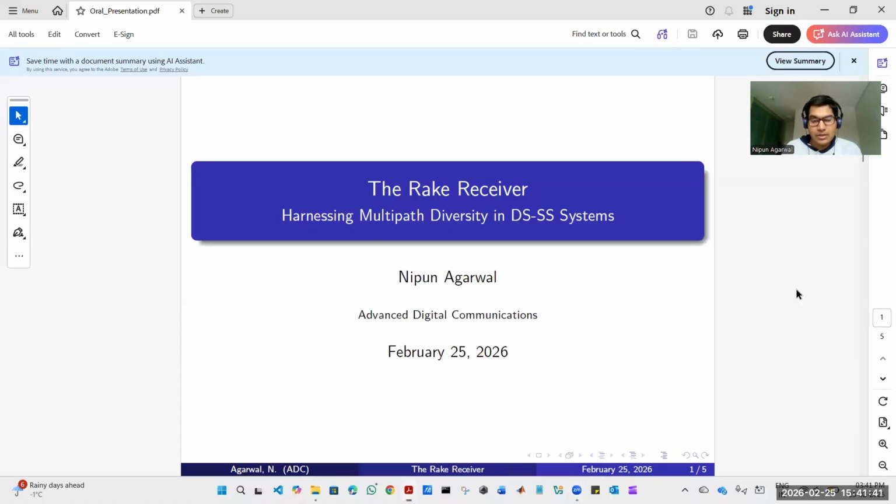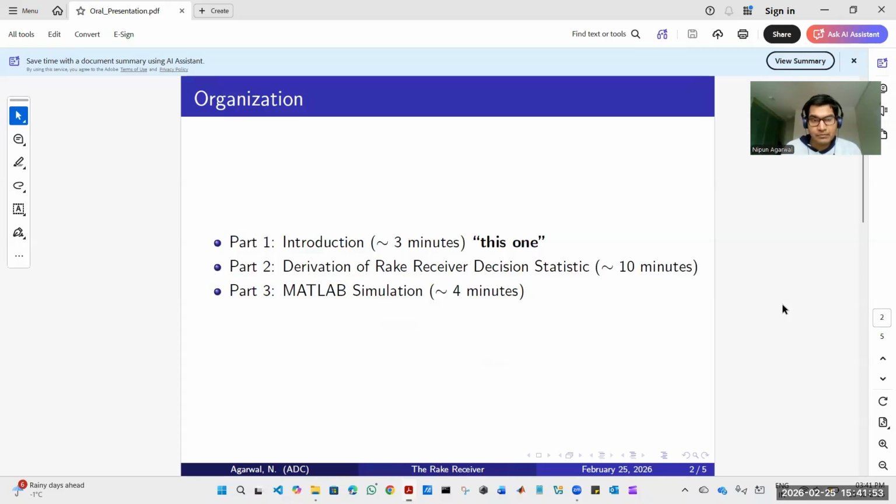Myself Nipun Agarwal. For the oral presentation for the course Advanced Digital Communication, I'll be explaining the concept of the Rake receiver, which harnesses multipath diversity in a direct sequence spread spectrum. The oral presentation is divided into three parts. The first part, which is this one, presents the introduction to the concept of the Rake receiver. The second part dives deep into the derivation of the Rake receiver decision statistic, and the third part would present a MATLAB simulation for the Rake receiver.